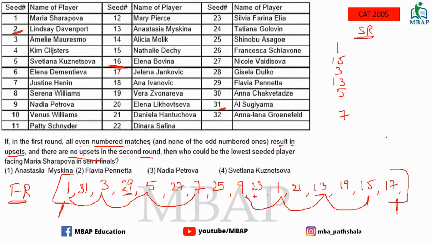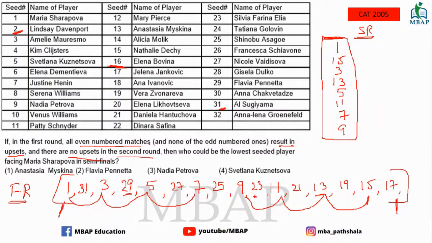After 13 you're going to have 11, and after 11 you're going to have 9. These are the 8 teams which qualify for the quarterfinals. It's just logical: look at the alternate numbers from the start, and then the alternate numbers from the end, and you will get the 8 teams which are going to clear round number 2. These are the results for round number 2, guys.